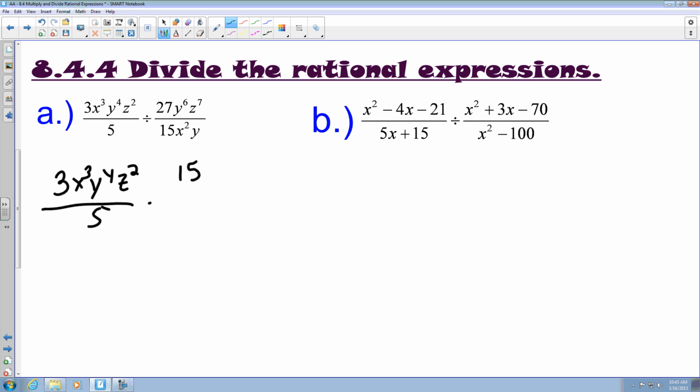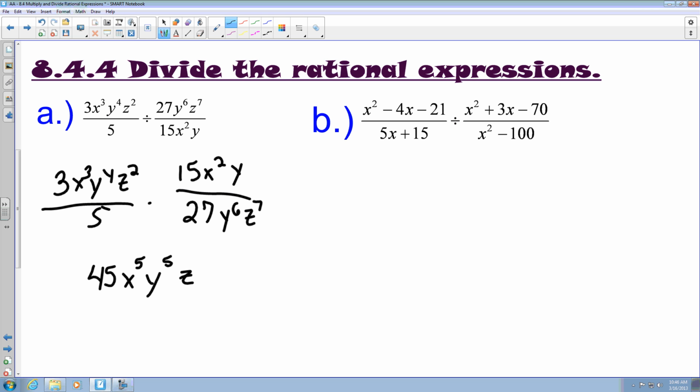So I'm going to go 15x squared y divided by 27 y to the sixth z to the seventh. And then I can multiply this out. So if I have 3 times 15, it's going to give me a 45. I have x cubed multiplied by x squared, that's going to give me x to the fifth. Y to the fourth multiplied by y is going to give me y to the fifth. Z squared, and that's it.